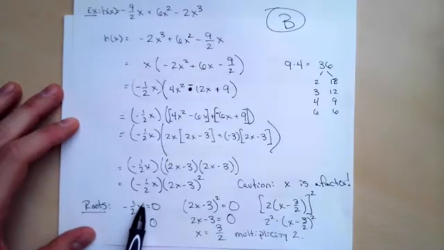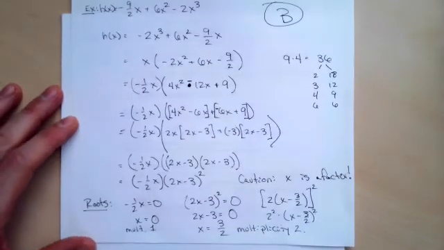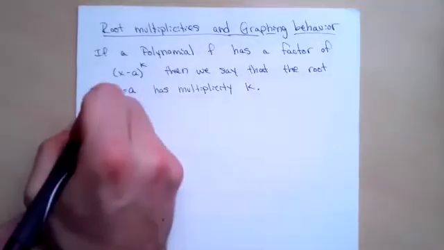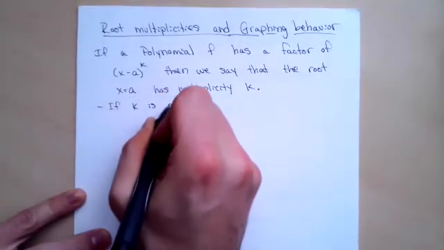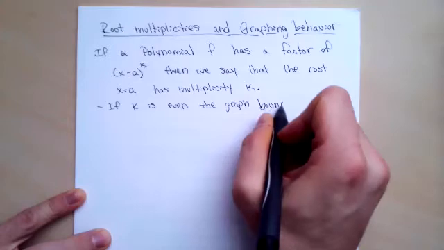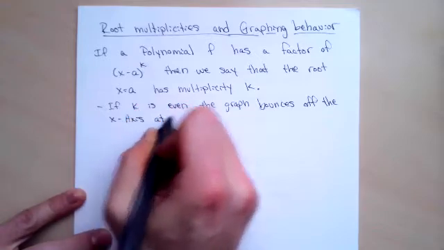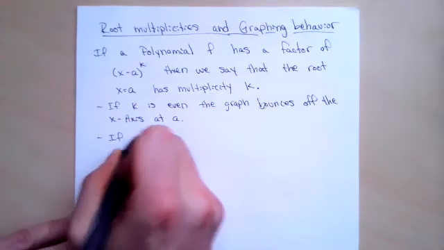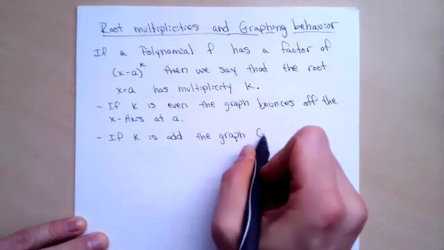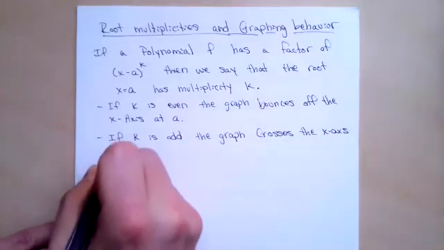Whereas this one was just a degree 1, x. So this one will have multiplicity, and I'm just going to abbreviate that as multi 1. And what does that tell us? So if k is even, the graph bounces off the x-axis at a. And if k is odd, the graph crosses the x-axis at a.